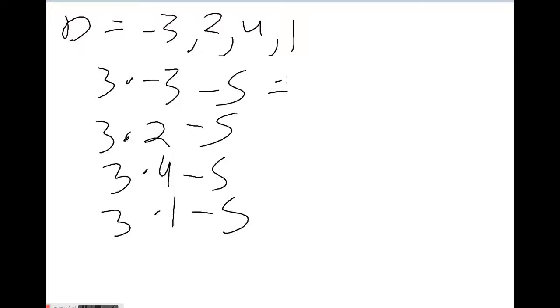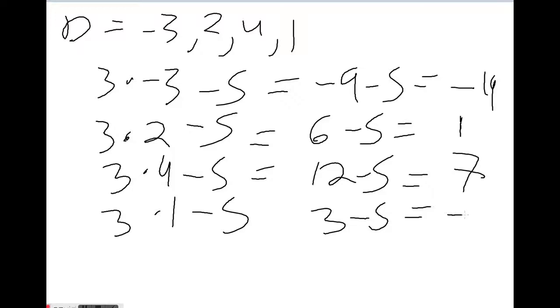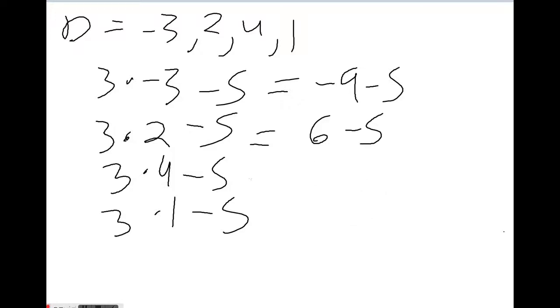So 3 times negative 3 is negative 9 minus 5. That's 6 minus 5. That's 12 minus 5. And that's 3 minus 5. That's negative 14. 6 minus 5 is 1. 12 minus 5 is 7. And 3 minus 5 is negative 2. So that's basically how you do all that. Not hard.